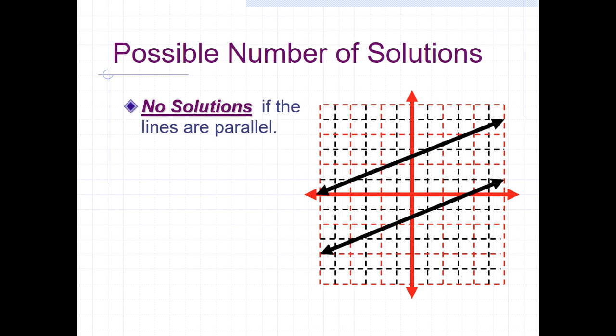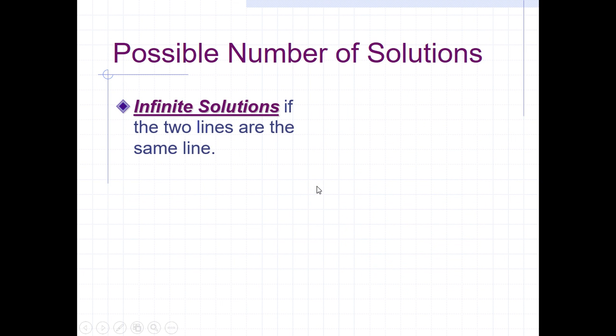If lines are parallel, the solution is where they have a solution in common, which would be an intersection, but there's no intersection here. So since there's no intersection, in this case there would be no solution to this system.